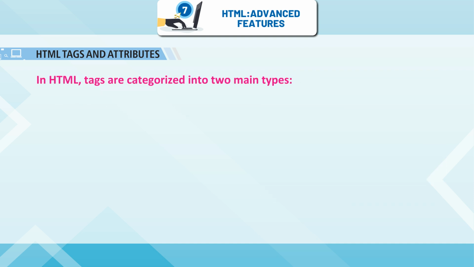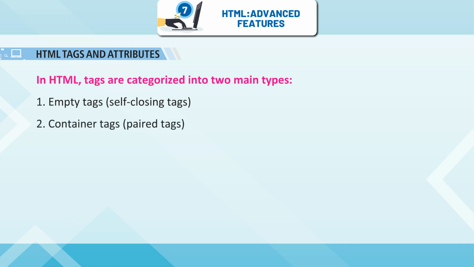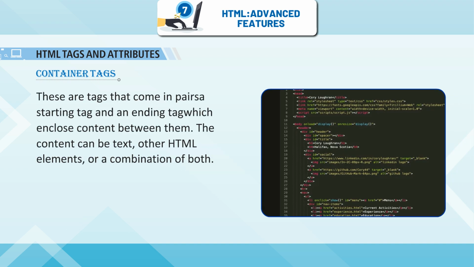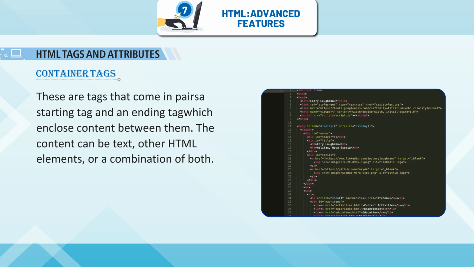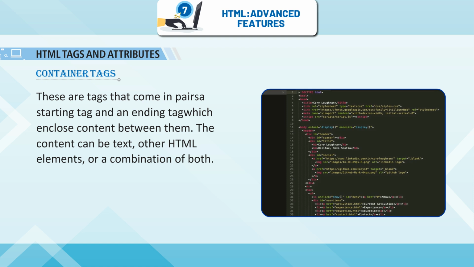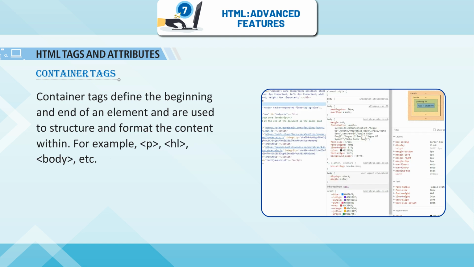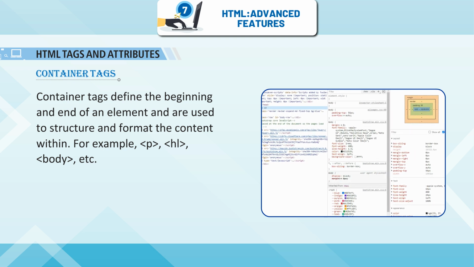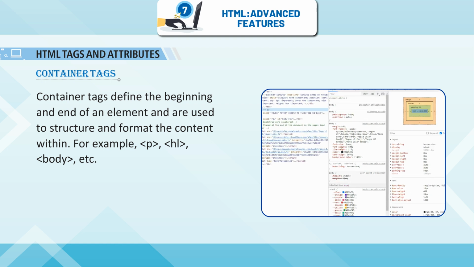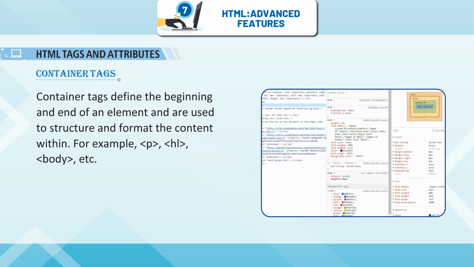In HTML, tags are categorized into two main types. 1. Empty tags, self-closing tags. 2. Container tags, paired tags. Container tags are tags that come in pairs, such as a starting tag and an ending tag which enclose content between them. The content can be text, other HTML elements, or a combination of both. Container tags define the beginning and end of an element and are used to structure and format the content within. For example, P tag, H1 tag, body tag, etc.